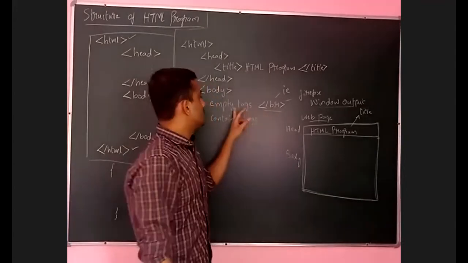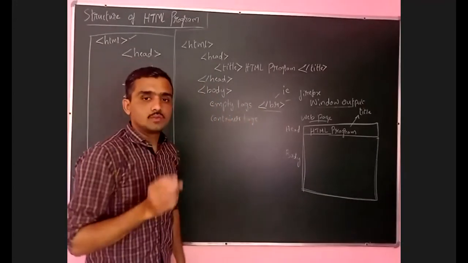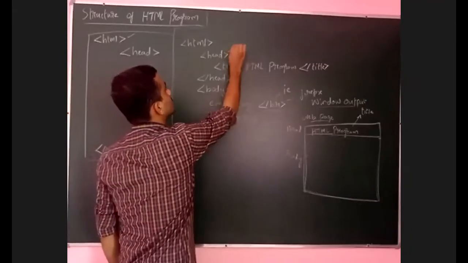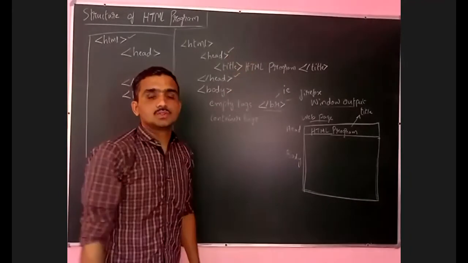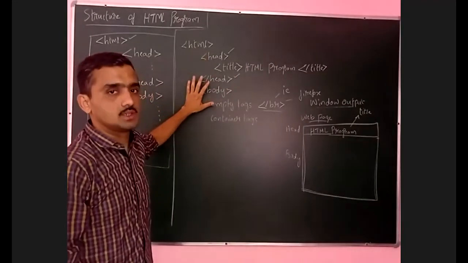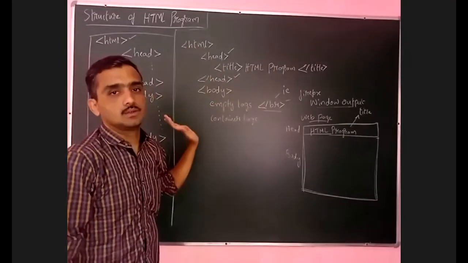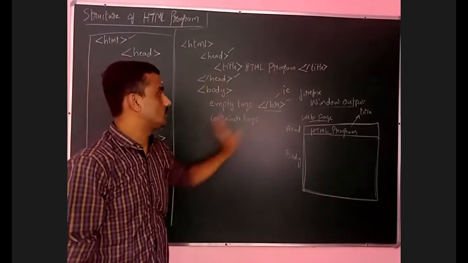So in this way, empty tags are written. And for a container tag, there are always two tags, a starting tag and an ending tag. For the starting tag, you should not put the slash symbol. For the ending tag, you have to put a slash symbol. I think you can notice the difference. So starting and ending are two tags, and this is only one tag, used once.